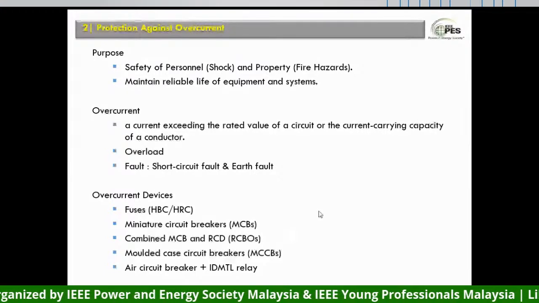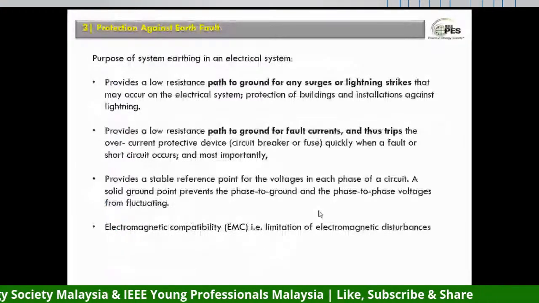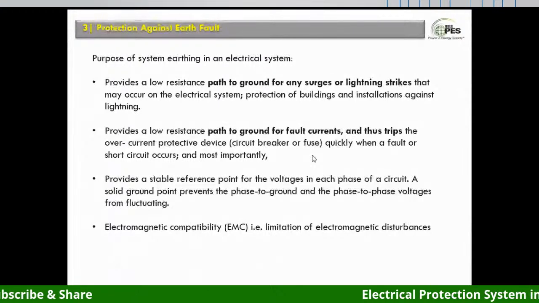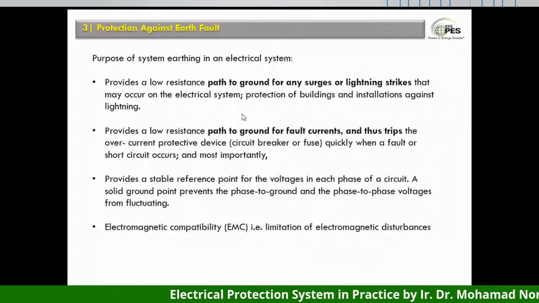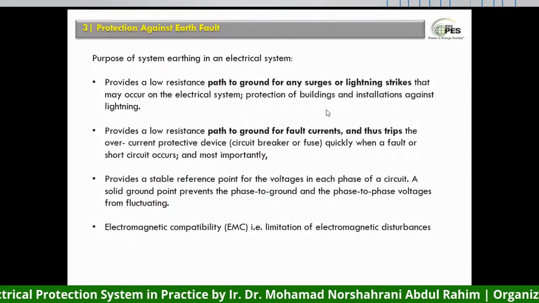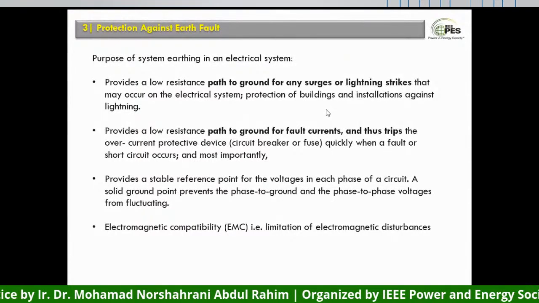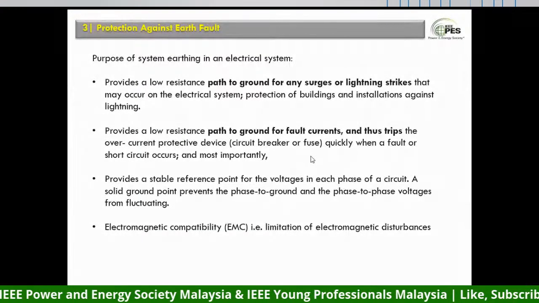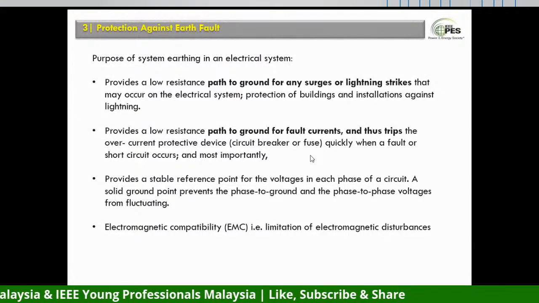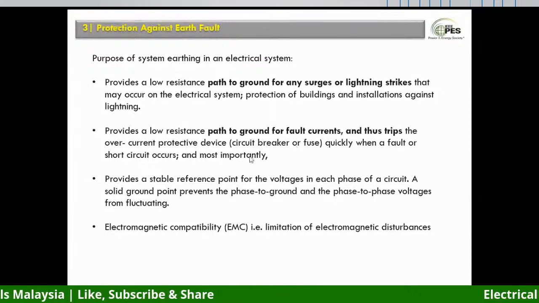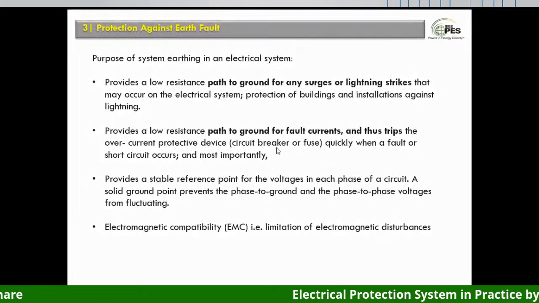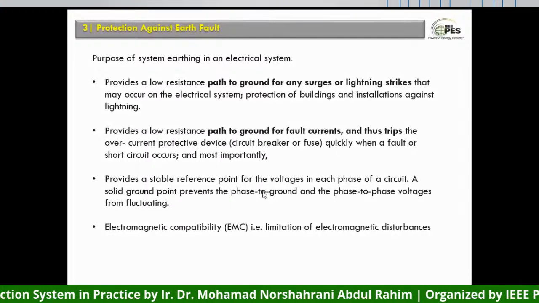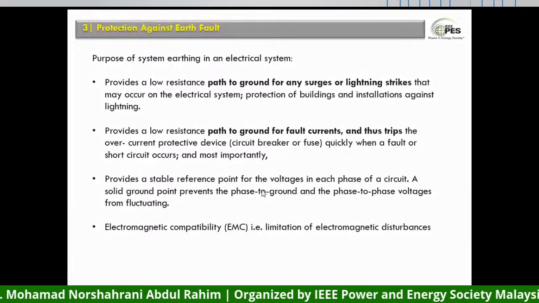Another aspect that we need to consider is protection against a fault. When we say fault, we are always talking about the earthing system. The purpose of the earthing system is to provide a low resistance path to the ground for any surge, let's say lightning, so that we can protect our system. Another issue is that during a fault, the fault current must be diverted to the ground so that we can protect the equipment. And the equipment protection devices must act quickly according to the fault current value. Another point is that earthing serves as a reference value and mitigates the impact of EMC.